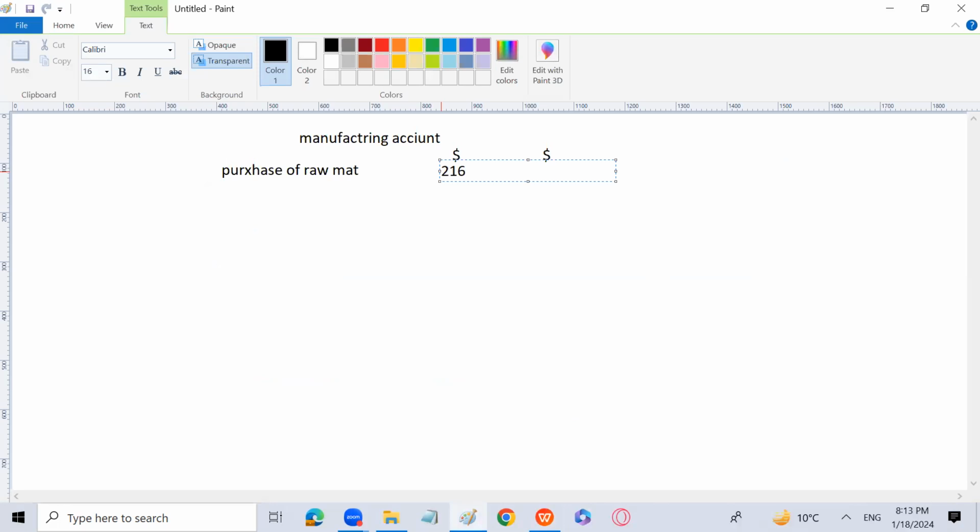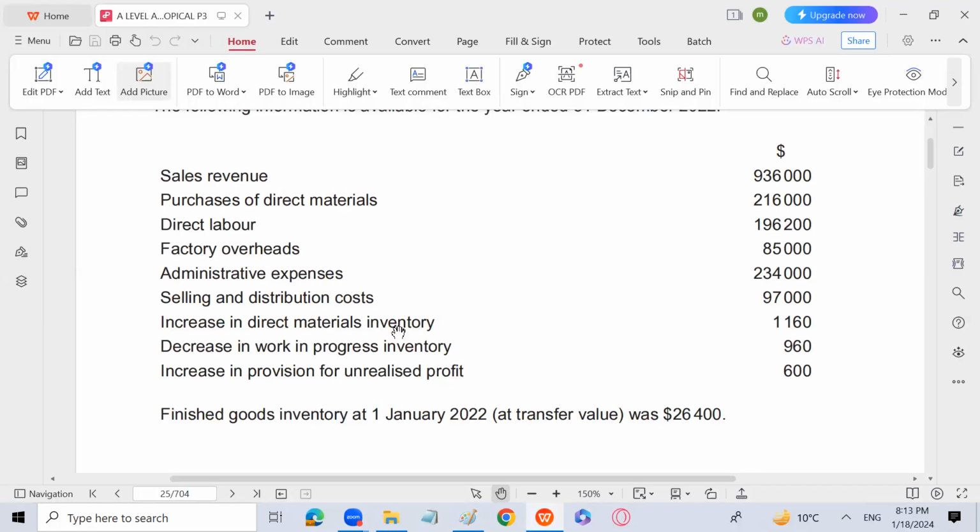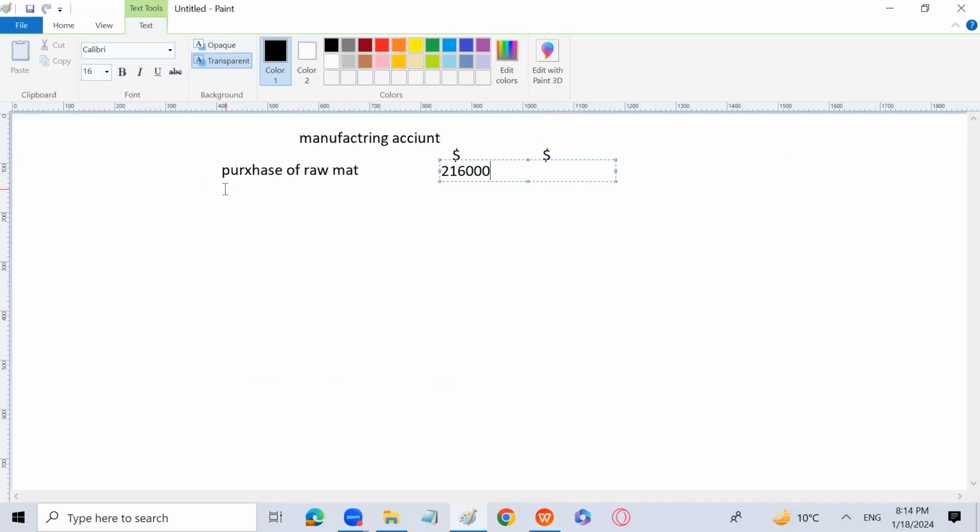And as discussed with you, we have been given an increase in direct material inventory, that will be subtracted, because an increase in direct material means that closing inventory is more than opening. So we have to subtract the increase in direct material inventory, 1160. Here I will write less: increase in raw material.